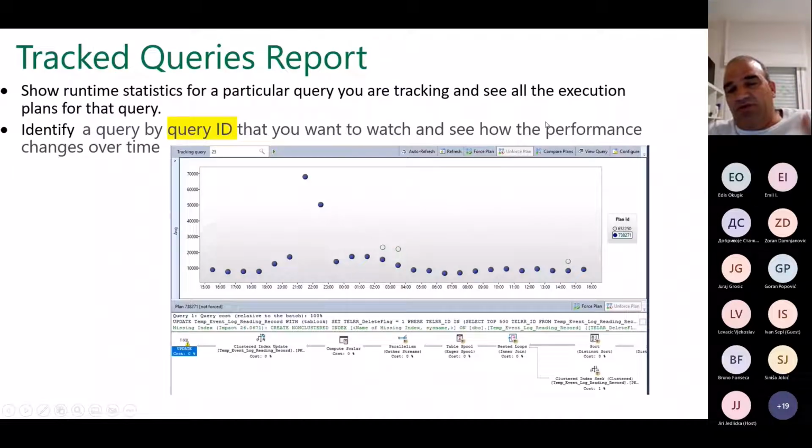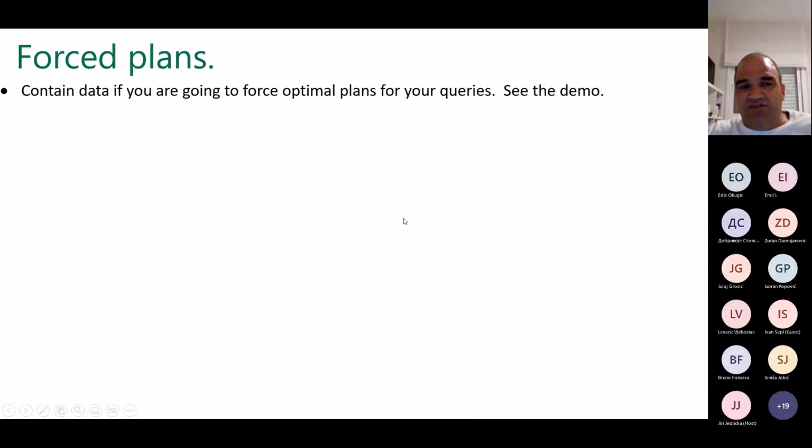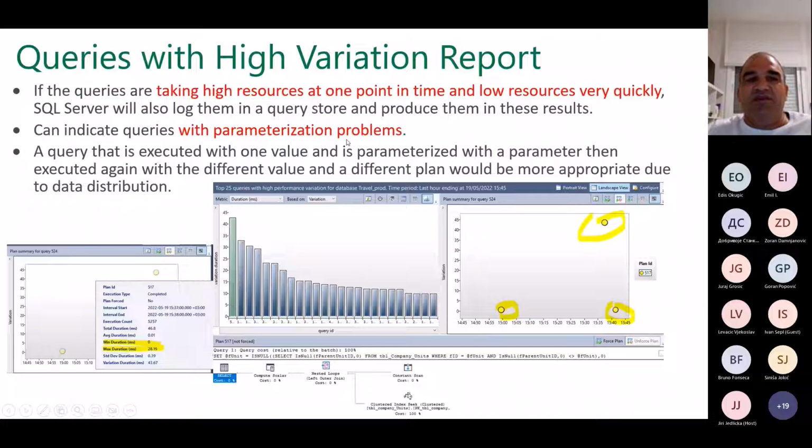There is also the tracked query report if you want to track some query. And you also have forced plans, if you want to force a specific plan. There is also a high variation report, for when a query takes high resources at one point and low resources at another point. So you can see it here very clearly.